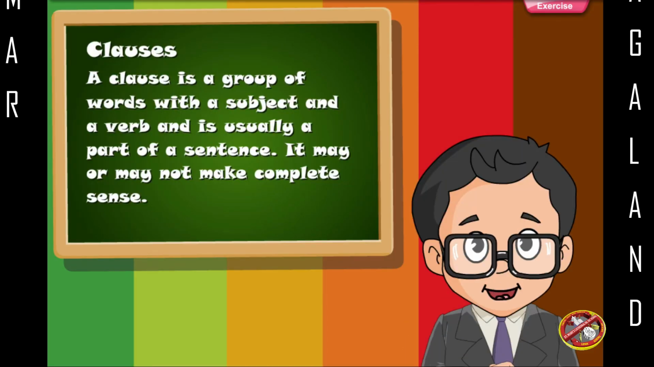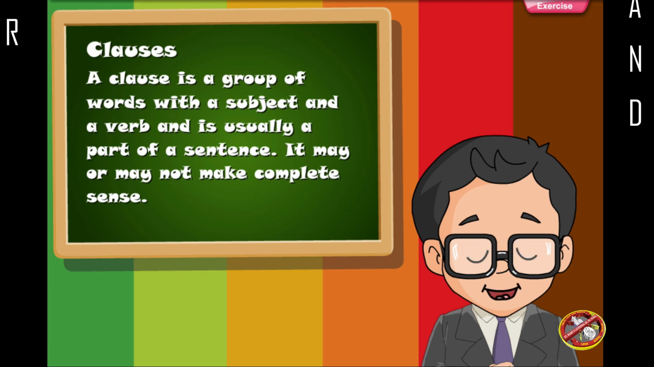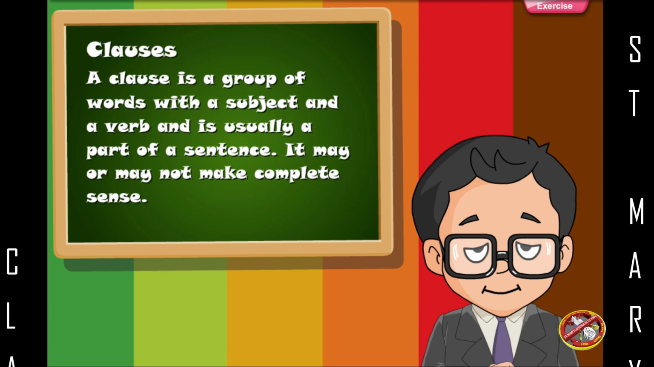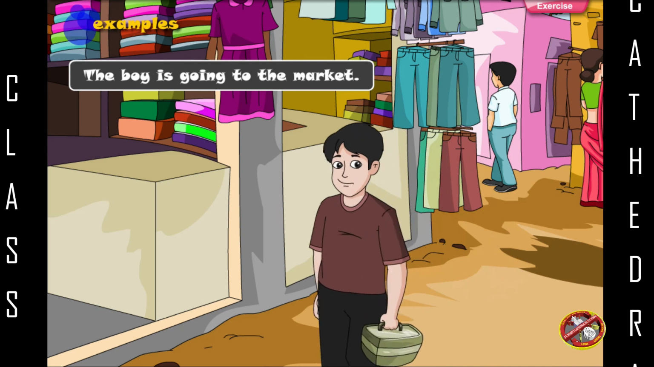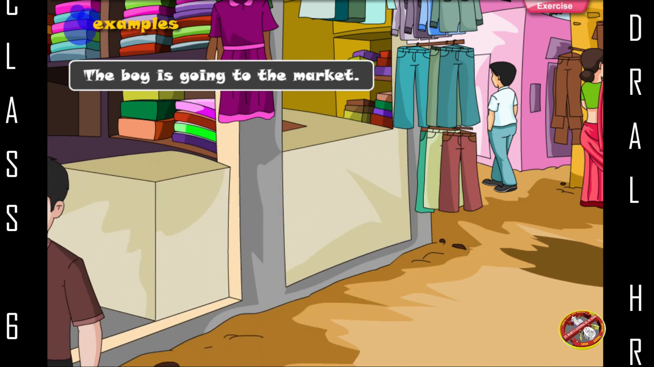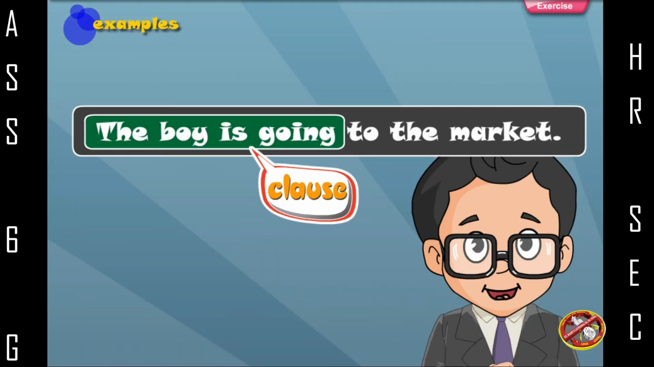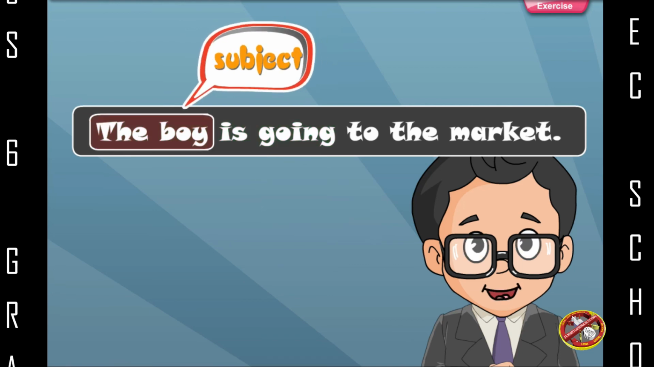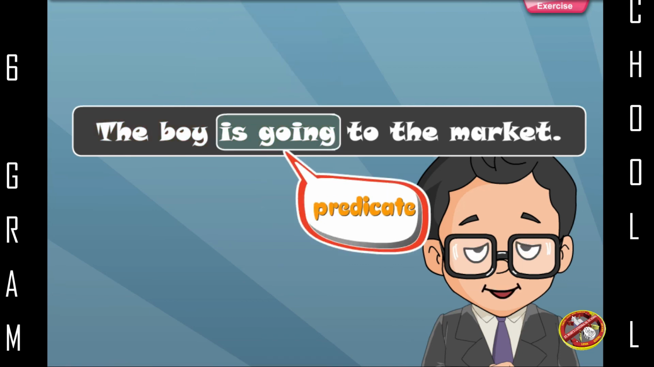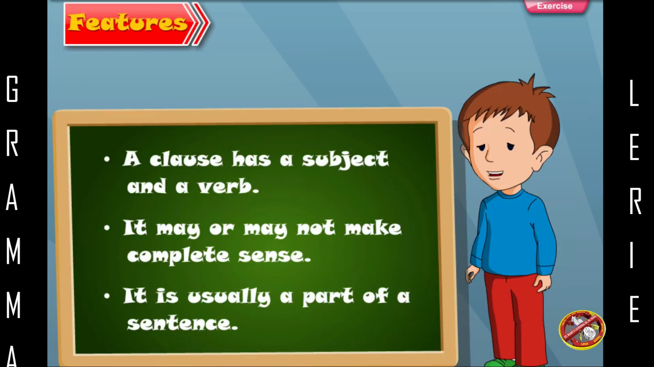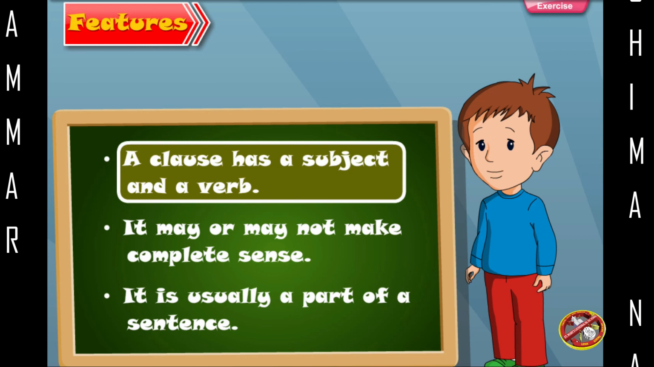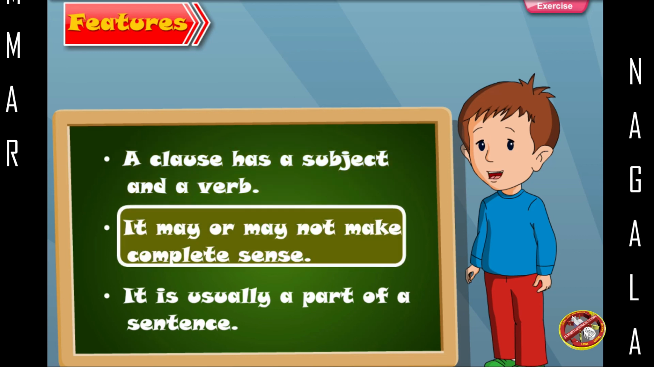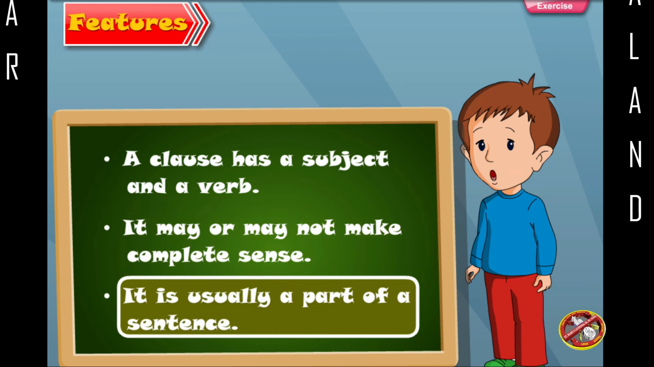Clauses. A clause is a group of words with a subject and a verb, and is usually a part of a sentence. It may or may not make complete sense. Example. The boy is going to the market. Clause. The boy is going is a clause, since it has a subject, the boy, and a predicate, is going. Features. A clause has a subject and a verb. It may or may not make complete sense. It is usually a part of a sentence.